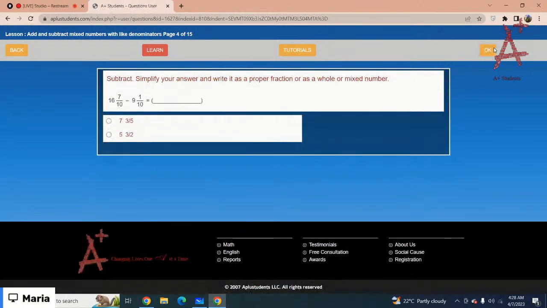Okay, the next one is 16 whole 7 over 10 minus 9 whole 1 over 10.